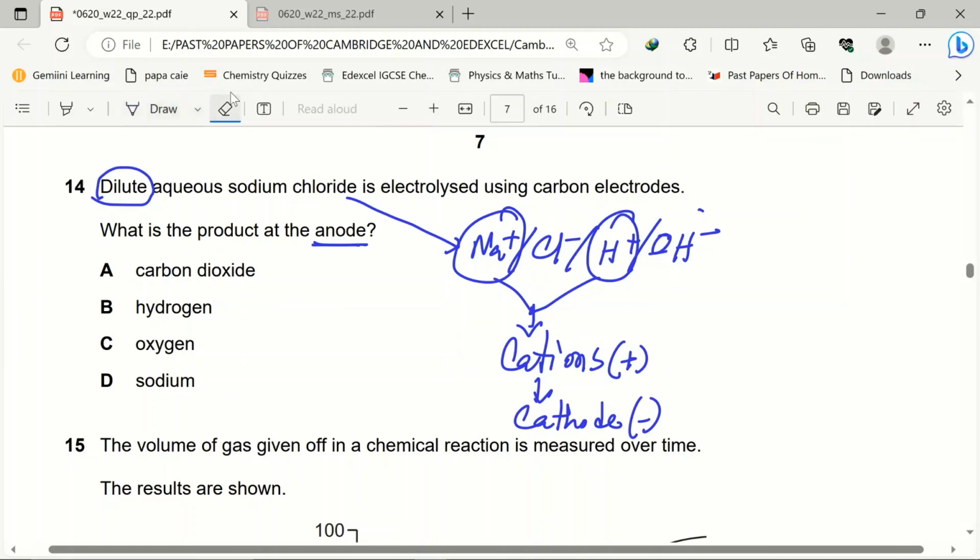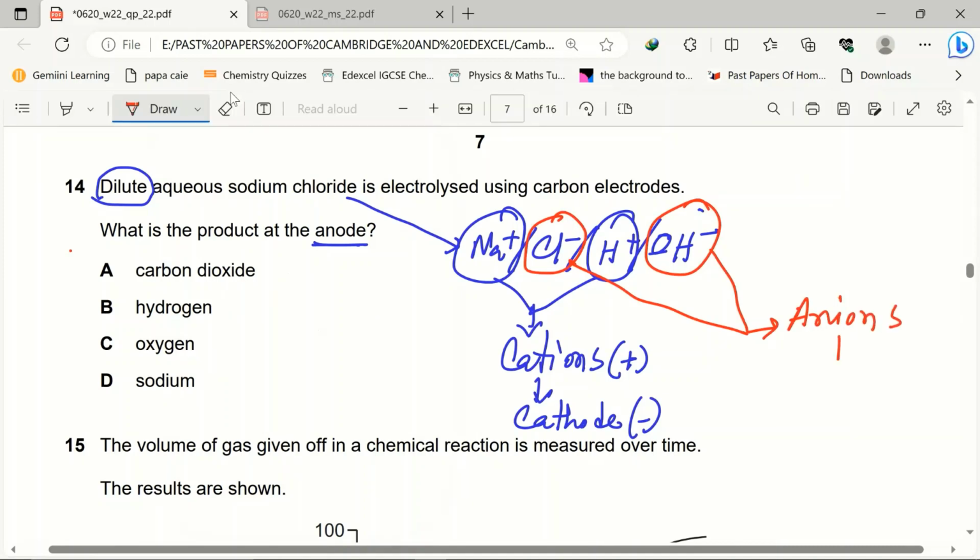Let us change the color of the marker. So chloride and hydroxide both are anions. They will go to the anode, right? Because they are anions. So cation is positive and anions are negative. So anions go to the anode, which is positive. Anode is the positively charged electrode.